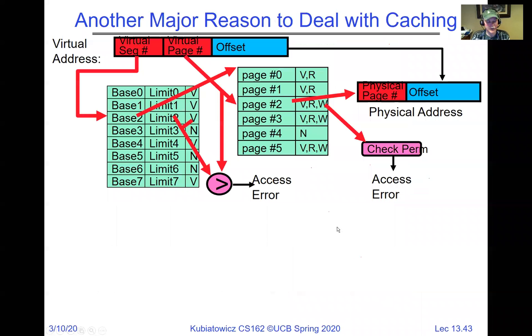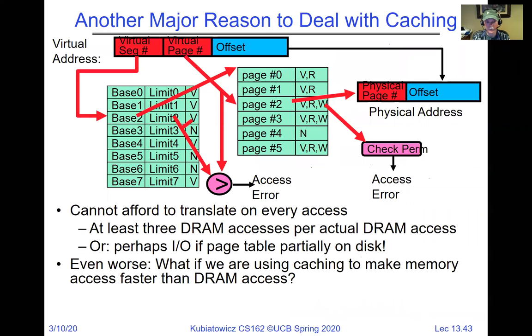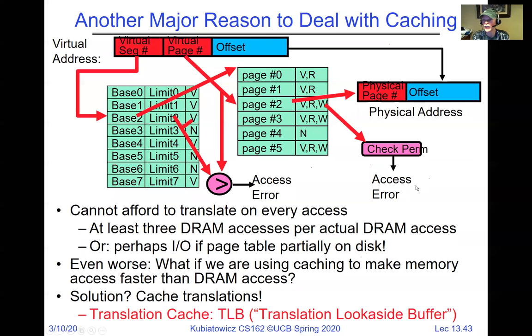And of course, another reason that this is coming up is, if you remember, we look up something in a register and then start looking up many levels of page table, and then take the physical page and look it up in memory. And you can't afford to translate on every access. So wouldn't it be great if we could cache? What if we're using caching to make memory faster, but we still have to go to DRAM to do all these translations? All right. So the solution is caching.